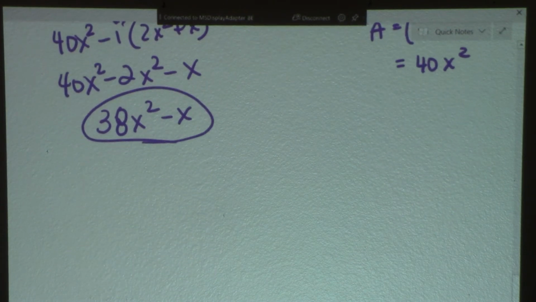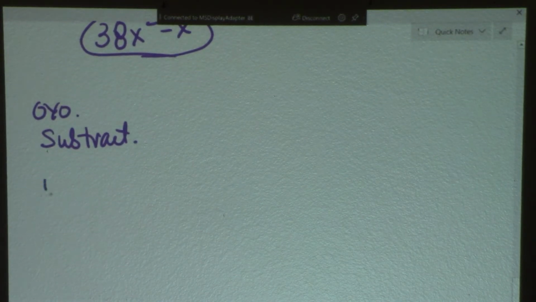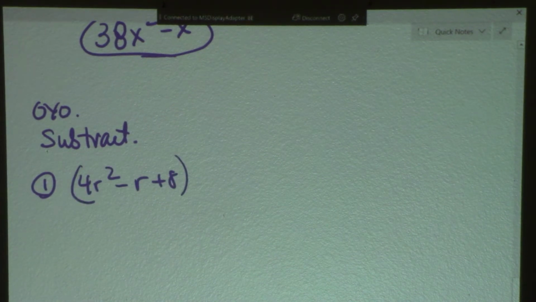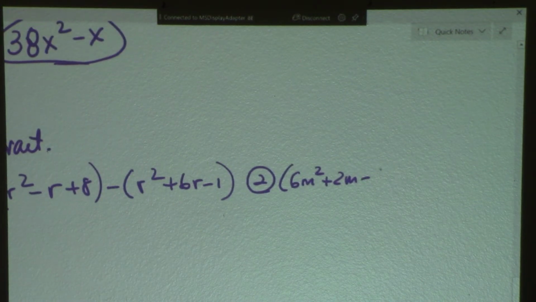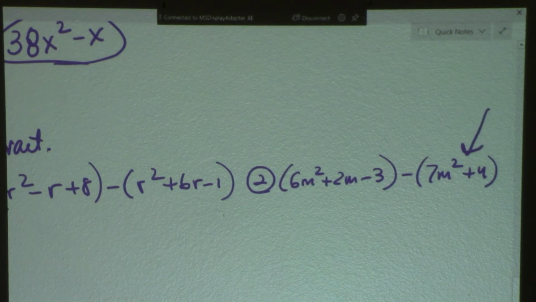Okay, so I want you to try some. So here I want you to subtract. Here's number 1, 4r squared minus r plus 8 minus 4r squared plus 6r minus 1. And number 2, 6m squared plus 2m minus 3 minus 7m squared plus 4. So go ahead and do those two. Notice here, no m term there. You're going to have to put a 0 term in.